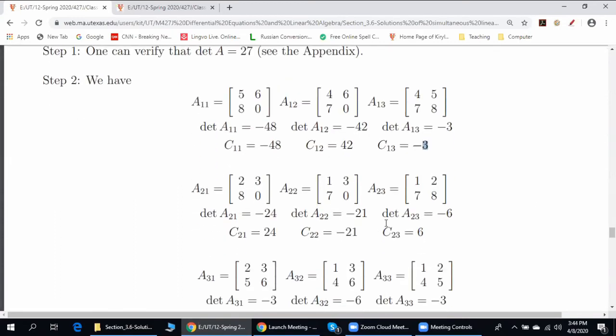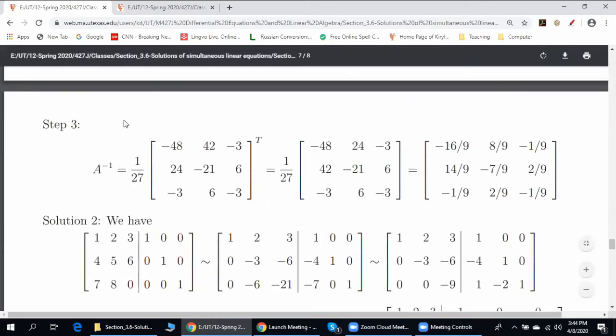We keep going. So we do the second row, and the third row. And now in order to jump from here to here, we start with -1. So here we change the sign. Here we do not change the sign. Here we change the sign. And so on. Here is the result. And then we transpose.